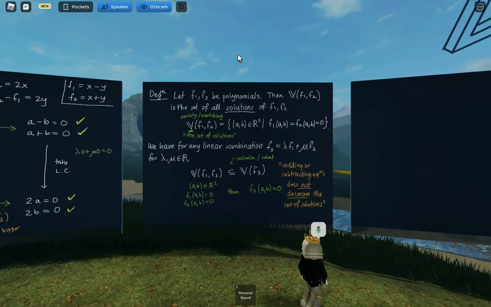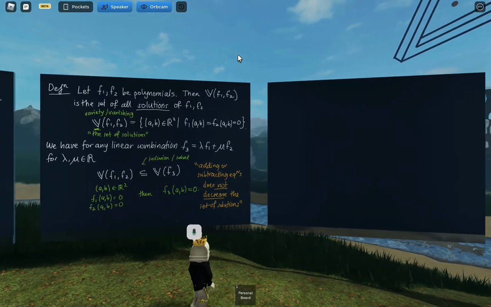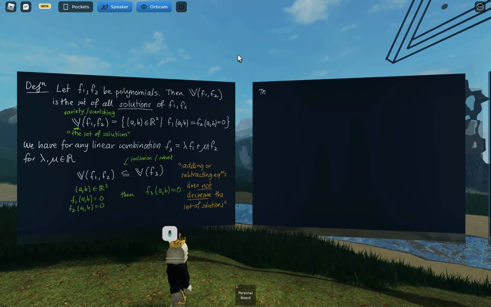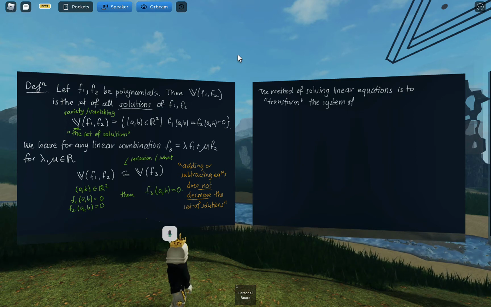Okay, so let me maybe be a little bit more formal about the method here. So the method of solving linear equations, and we'll see that actually this works much more generally, and in some sense that's the point of the entire course, is to first transform the system of equations in multiple steps, potentially.